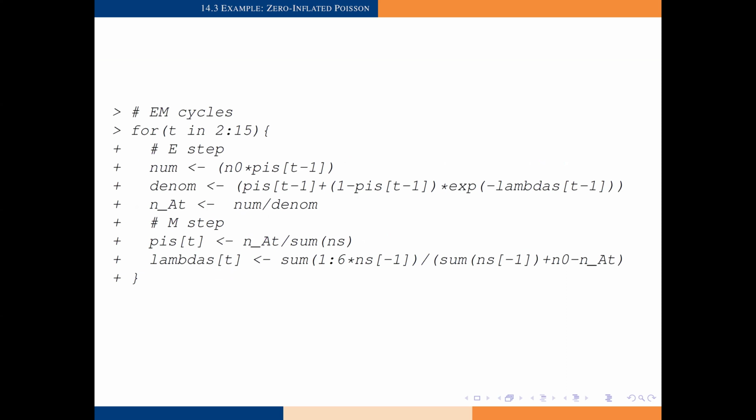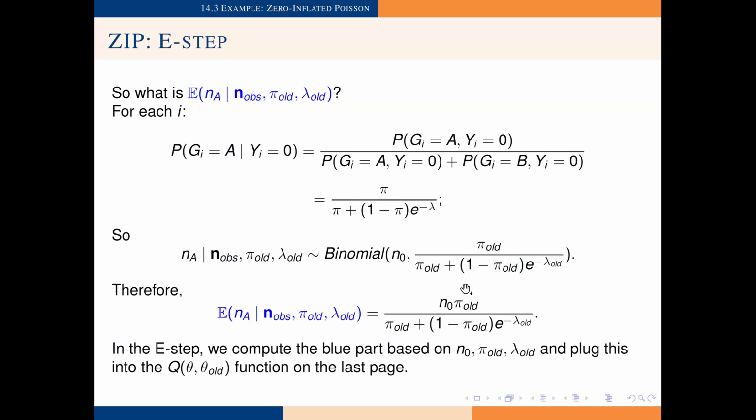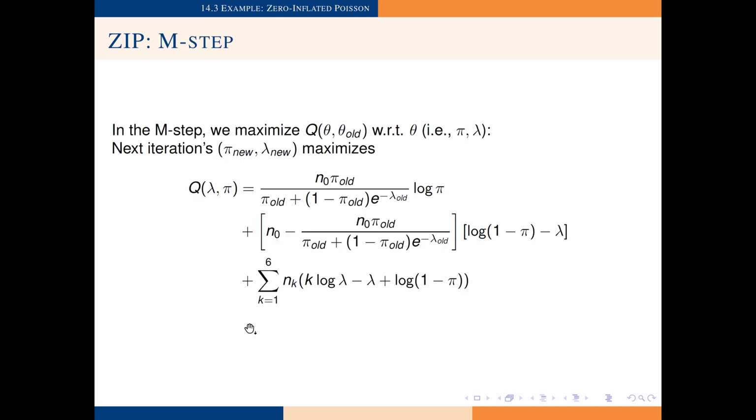In the E step, we essentially need to get the NA old, conditioning on the old pi and lambda estimates that we have from the last iteration. What is the expected number of people we think out of the N0 class that truly never drink? So what we need to do is compute that earlier formula we saw. You plug in the observed N0 and the current pi old and lambda old into this formula to get your expectation of NA, which we also call NA old.